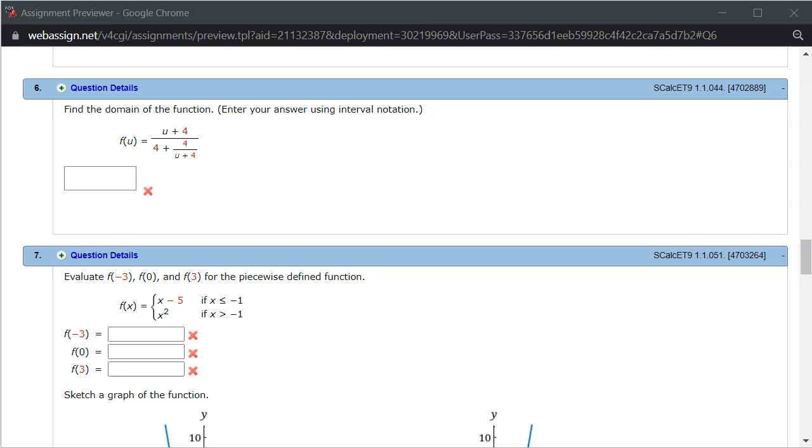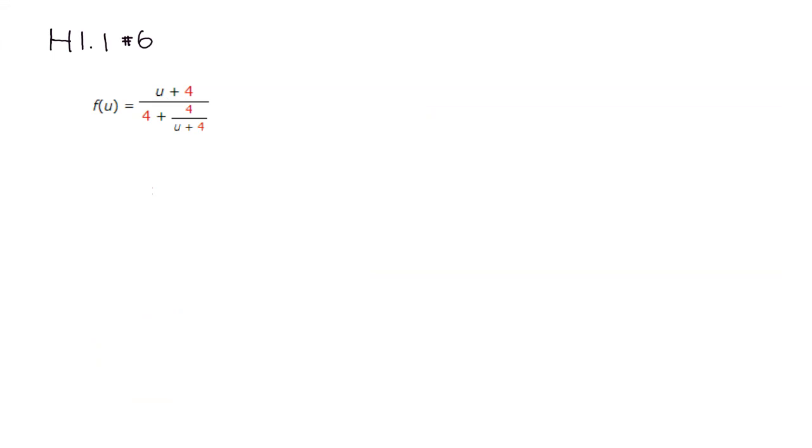All right, let's look at homework 1.1, problem number 6. We want to find the natural domain of this given function. All right, so let's try that.